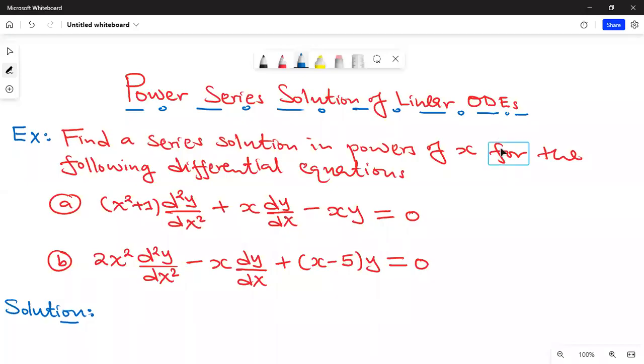Hello everyone, welcome back to this online class. Today we are going to look at the method of power series as used in solving linear ordinary differential equations.